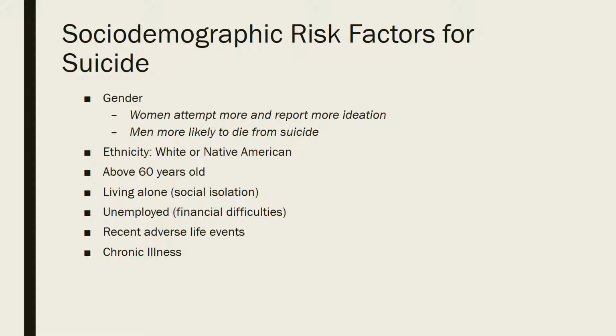If you're living alone, if you have social isolation, if you're unemployed and you have financial difficulties, which also plays into this social isolation piece, because as you know, for a lot of adults, our social outlets are at work. So if you're unemployed and living alone, then you're home a lot of the time. Recent adverse life events, so if something negative happens in your life, and then chronic illness. There's a lot of research around chronic illness and suicide.